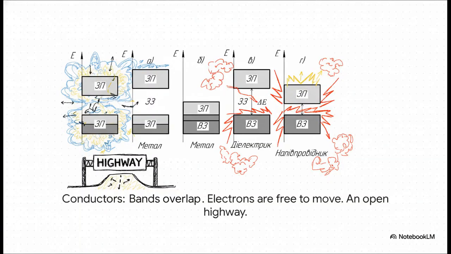First up, conductors, like our copper wire. In these materials, the valence band and the conduction band actually overlap.